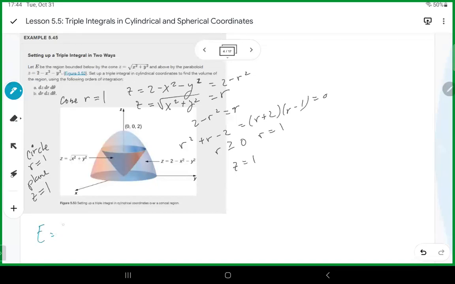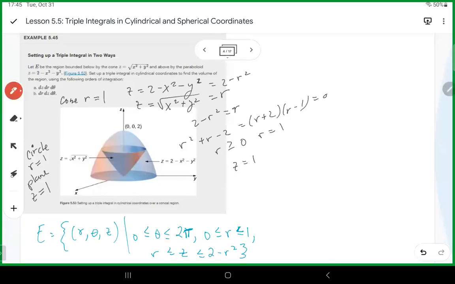So we would have E: theta from 0 to pi, r from 0 to 1, and z from r to 2 minus r squared. So this is all the setup you need to do part A.